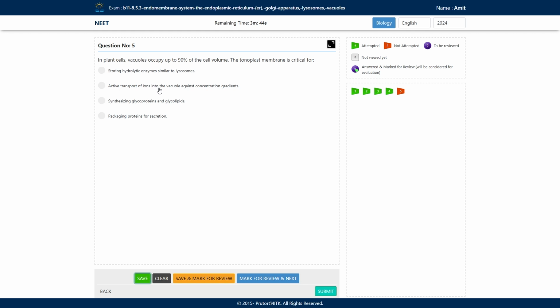Here the correct answer will be option number B. Tonoplast is involved in the active transport of the materials or ions into the vacuoles against the concentration gradient. Means this is an active process. Energy is being required here.